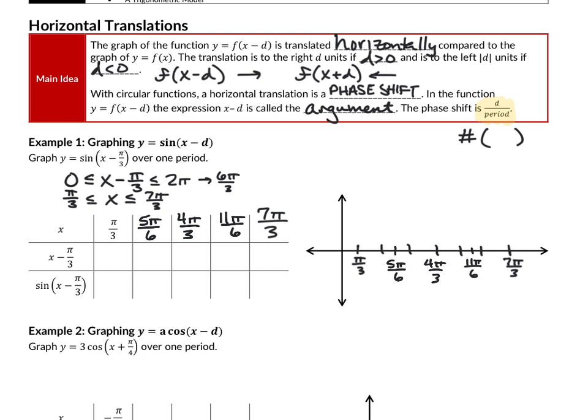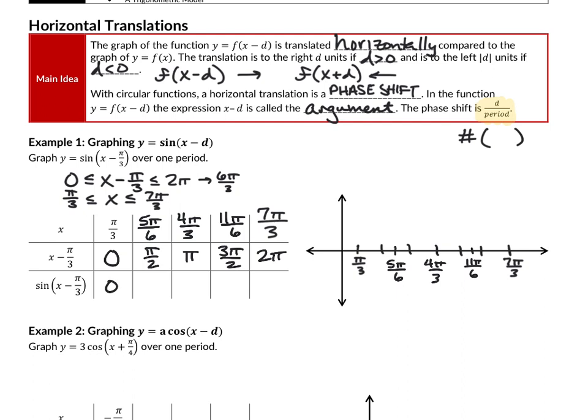Okay, so we have our x values that would designate the different subintervals. We're going to subtract pi over 3 from each of them, and wouldn't you know it, pi over 3 minus pi over 3 is 0. 5 pi over 6 minus pi over 3 becomes pi over 2, and then we get pi. These values should look really familiar to you. These are always, if you've done this right, going to be your quadrantal angles, because then we can do the sine of those quadrantal angles very easily.